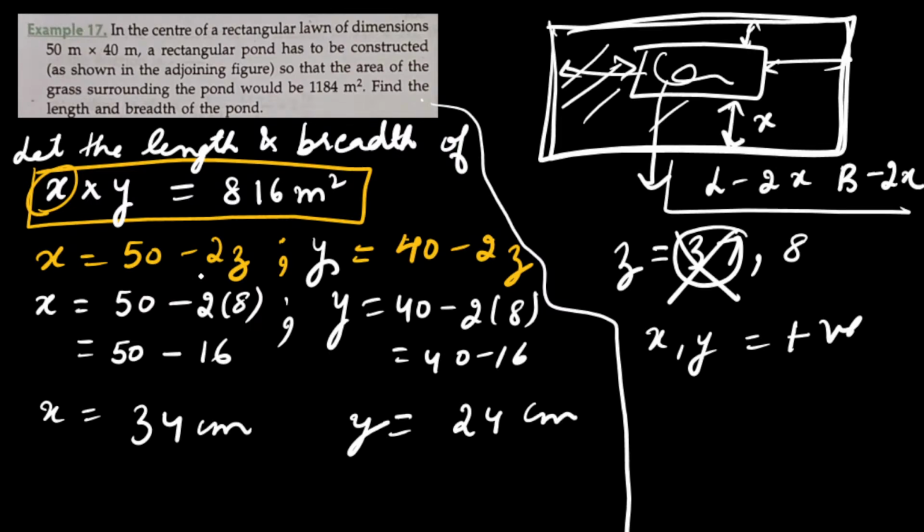Here also we did the same thing. Here the width was z, so we did 50 minus 2z and 40 minus 2z. So you have to apply this concept whenever this type of question is there. It will be in meter. Yes, it is in meter. I just wrote it by mistake. So this is in meter.